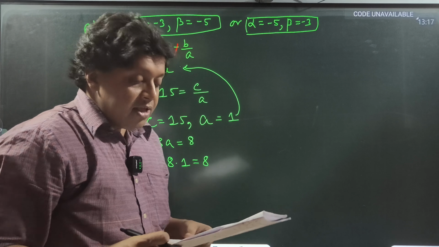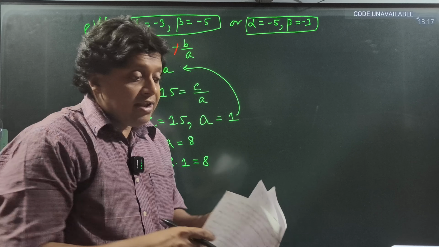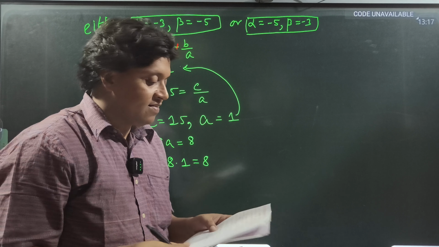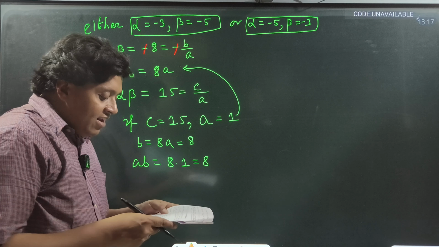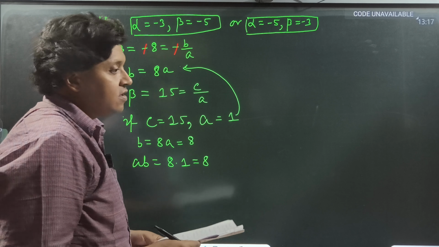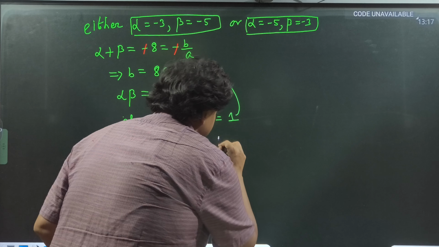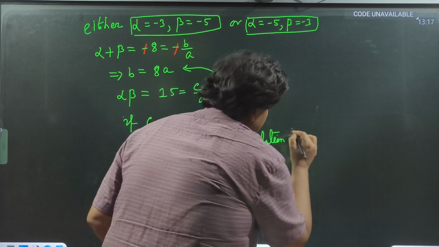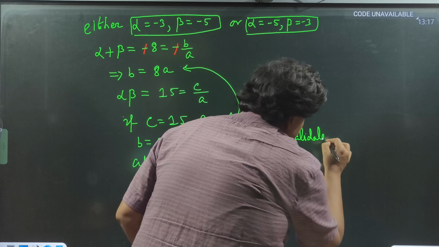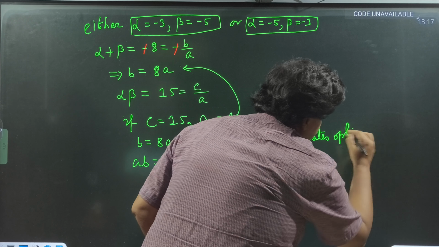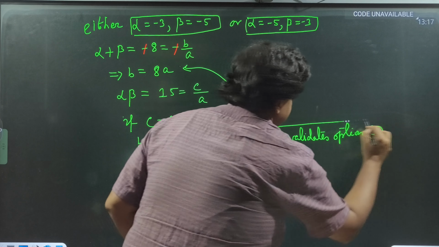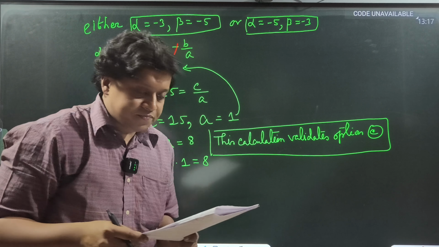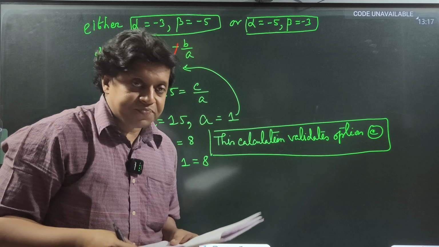So what do you think? Let us go back to option number C and let us read it out. Option C states, if C equal to 15, then AB equal to 8. That was option number C. That is why I chose C equal to 15. So this calculation validates option C. So option C is also correct. So we have already found two correct options, option B and option C.